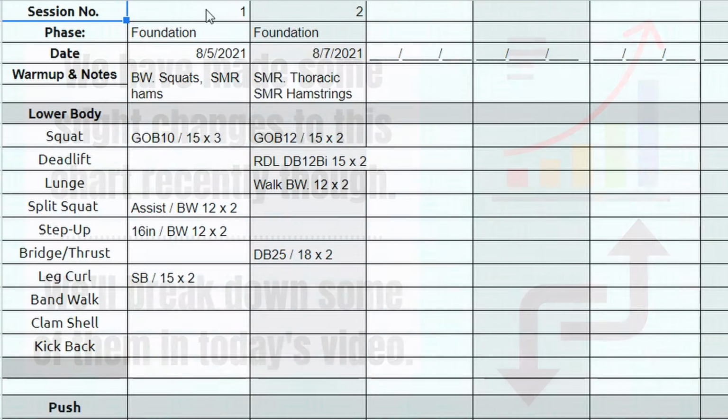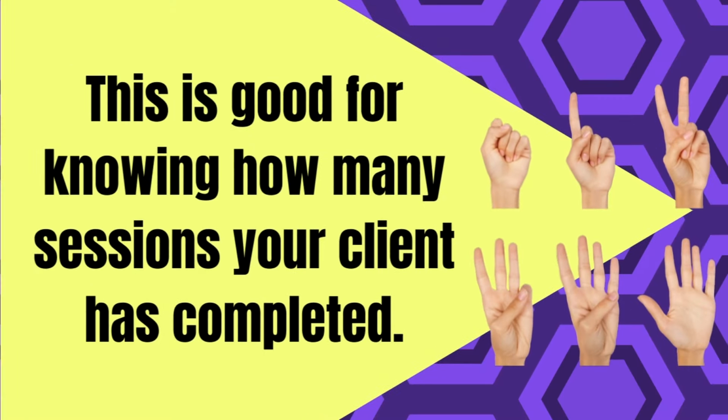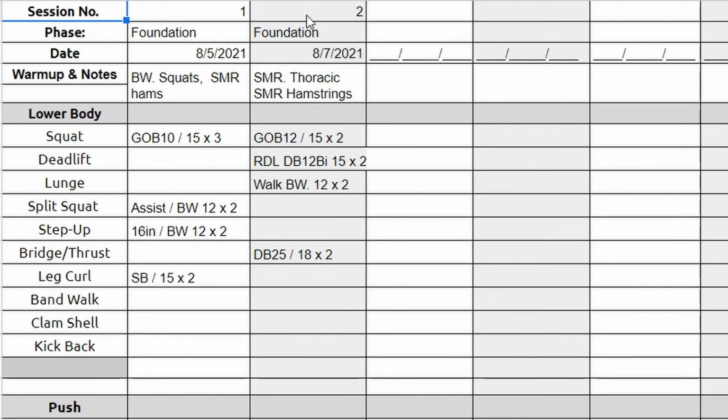So starting from the top, we have a session counter, and this is good for knowing how many sessions your client has completed, and it's also good for knowing when you're supposed to change phases. Right beneath that, we have the actual phase. This is this person's first session, so they're in foundation.